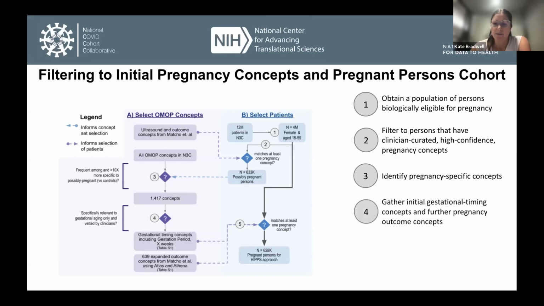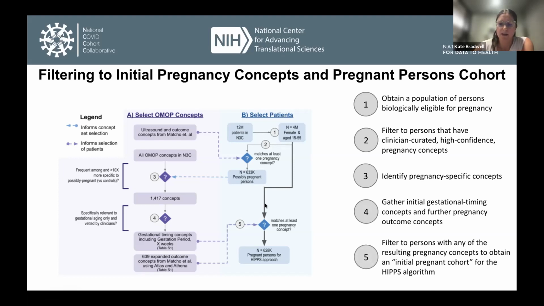Then we gathered initial gestational timing concepts and further pregnancy outcome concepts through searches via Athena and other tools online, and in the literature as well, to figure out if there were further concepts that defined pregnancy outcomes. And then we filtered to the persons that had any of the resulting pregnancy concepts to obtain what we call the initial pregnancy cohort, to use as the input for our composite algorithm to define pregnancy episodes.